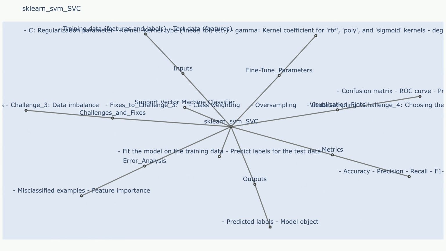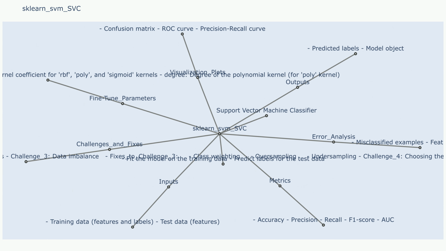Challenge 4. Choosing the right kernel. Selecting the appropriate kernel function is crucial for effective classification. Sample use case that resulted in challenge 4. An RBF kernel may be unnecessarily complex for linearly separable data. Fixes to challenge 4. Start with a simpler kernel, e.g., linear, and gradually increase complexity if needed. Use cross-validation to evaluate different kernels and choose the one that performs best on unseen data.